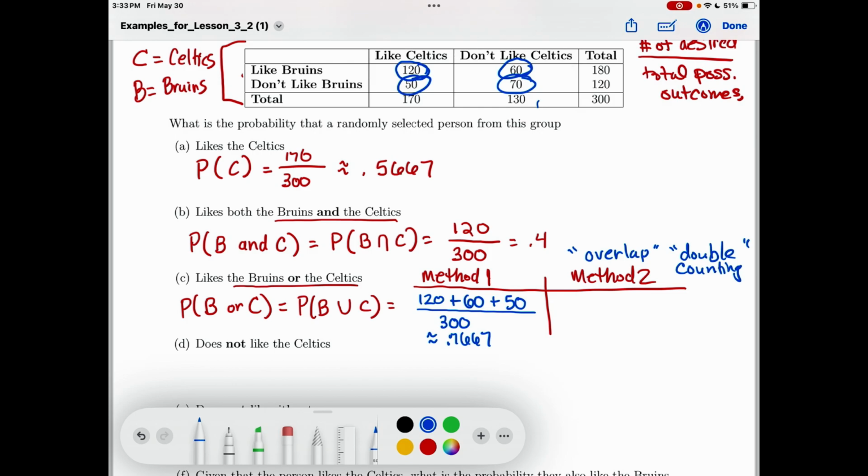This is my preferred way to do it, but that's not to say that you shouldn't use method 1 if you like method 1. Let me erase so we can look at this method separately. All right, so if I look at all the people that like the Bruins, that would be this group right here, 180 people. So I'm going to add that to my list of desired possible outcomes.